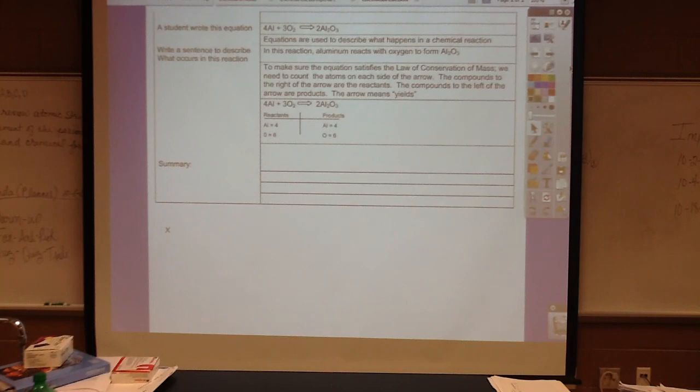When the products and the reactants match up like that, we have the same number of atoms on each side, we know that our equation is correct. It's what we call a balanced equation, and it satisfies the law of conservation of mass. All of the matter or mass that went into the reaction, every atom of aluminum, every atom of oxygen that went into the reaction came out of the reaction. The atoms were just rearranged and formed a new substance.